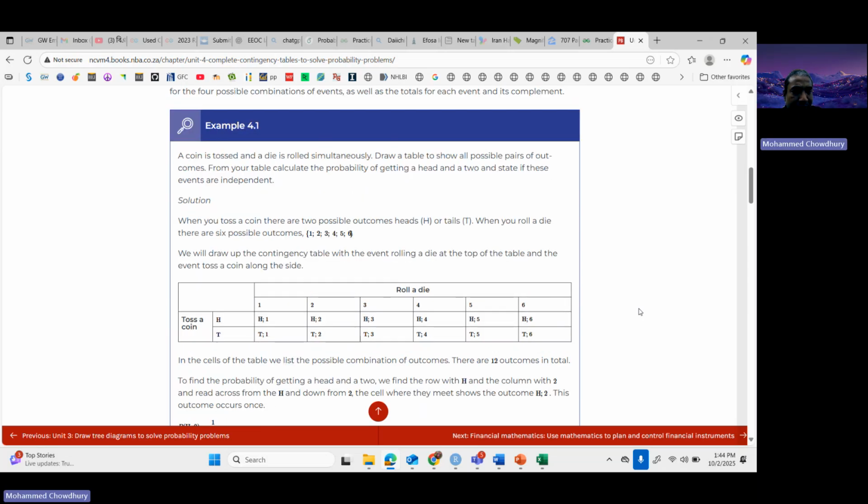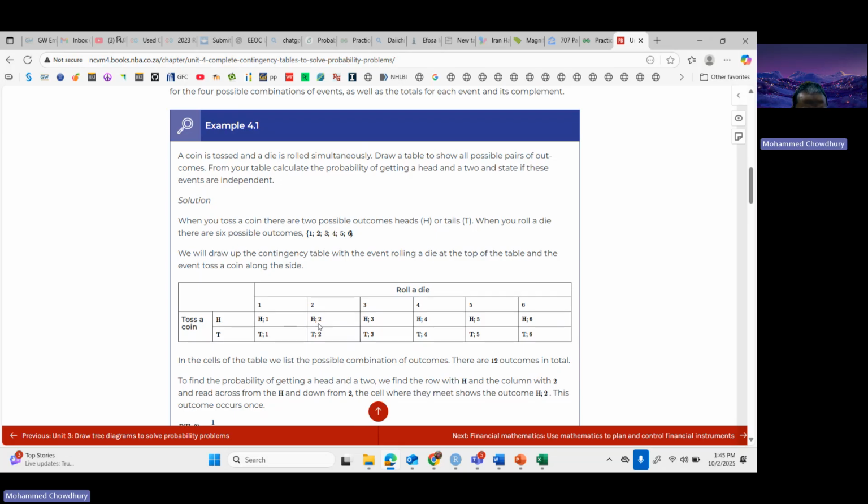So what is the problem in here? A coin is tossed and a die is rolled simultaneously. Okay. Draw a table to show all possible pairs of outcomes. From your table, calculate the probability of getting a head and two, and state if these events are independent. A head and two. A head and two could be obtained this way.